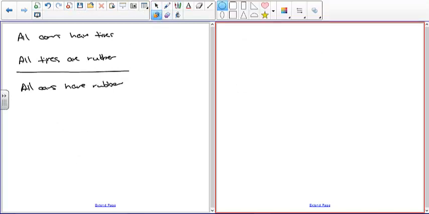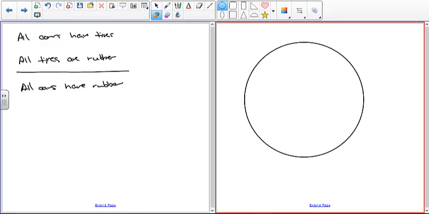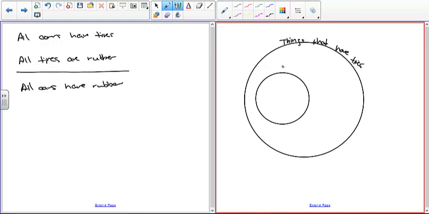So we'll take the two premises. We'll draw a circle to represent things that have tires. Because the thing that the all refers to is always the thing that's inside of the other thing. So all cars. So here's cars. So all cars have tires. There are other things that have tires. You could have trucks. All trucks have tires. Then all tires are rubber.